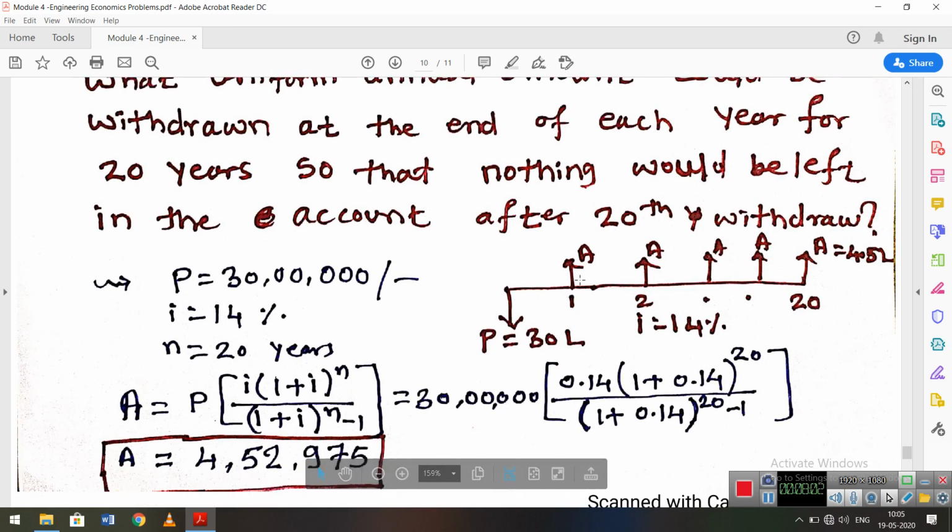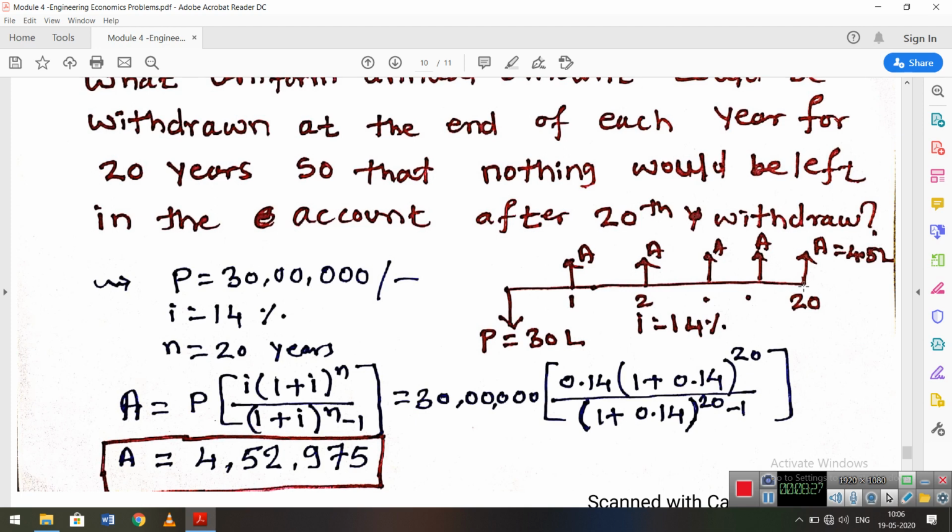So those people who have deposited 30 lakh into the bank will get 4,52,000 every year for the next 20 years. And how much is that in total? 4.5 into 20, around 90 lakh rupees they will receive. At the end of the 20th year, they will once again get 4,50,000 only, because every year they have withdrawn 4,50,000.